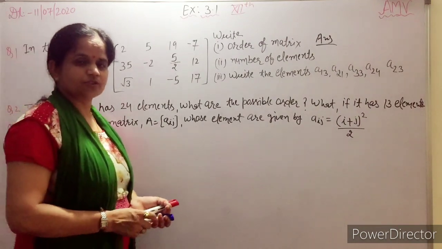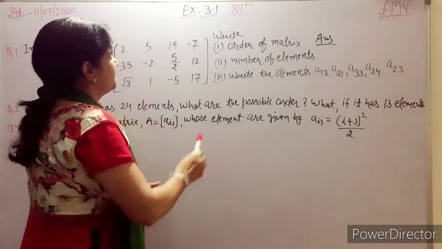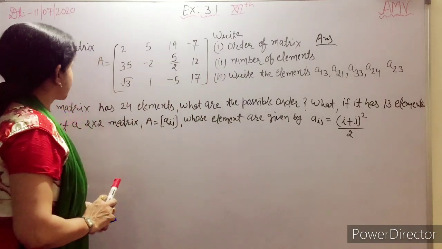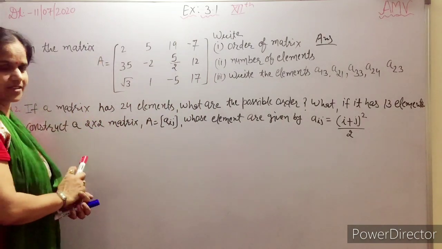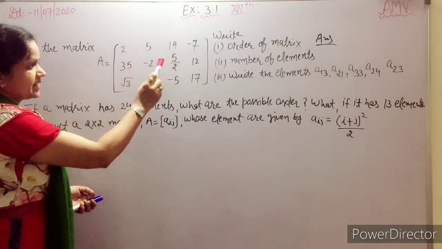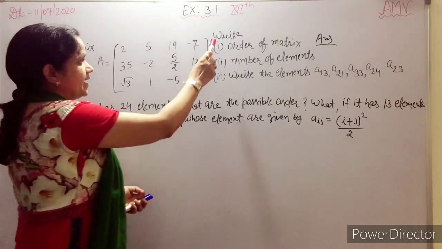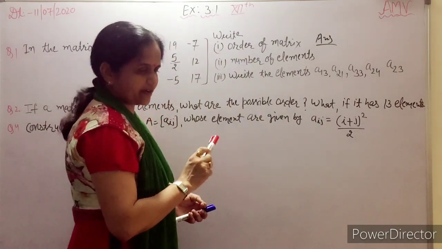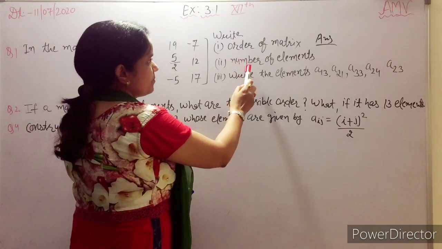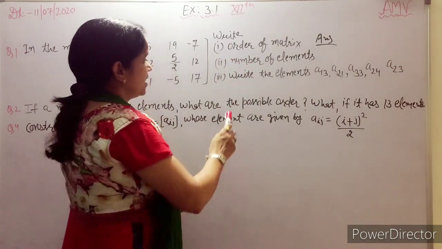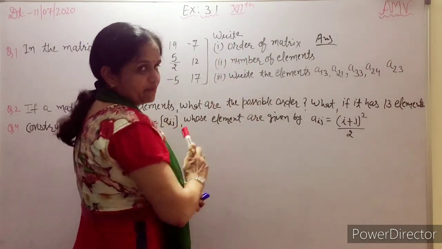Student, first question of exercise 3.1. The question is, in the matrix A, which is given, write the order of the matrix. Second question, the number of elements, and third is write the elements.